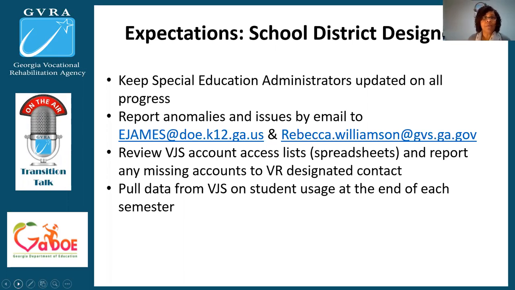We also want you to make sure that you are reviewing the virtual job shadow account access list, which is a spreadsheet that you'll receive, and report any missing accounts to the VR designated contact. So when you say you submitted this child's name on a certain date to receive that license, and then you get the report back of the licenses that have been issued and that child is not on it, we need to know that right away. That's a disconnect, and we want to stay on top of that.